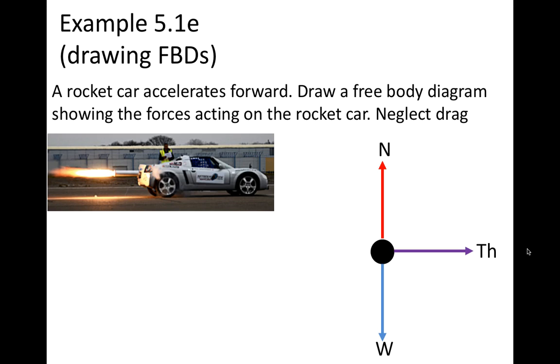The rocket car is in contact with the ground, so we have to worry about surface forces. Here we'll have a normal force acting vertical because vertical is perpendicular or normal to the horizontal ground. And then we'll have a frictional force acting opposite motion. If the car is accelerating forward, that friction force is going to act backward.